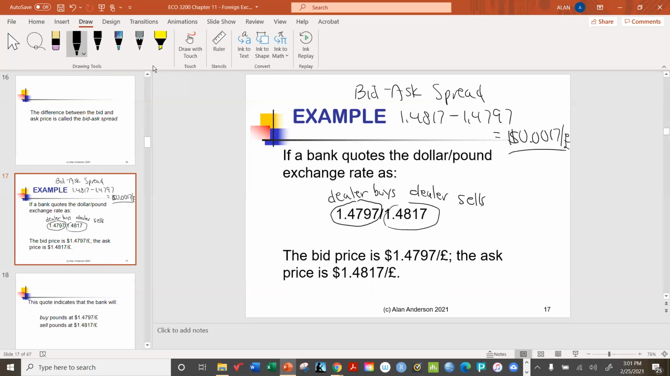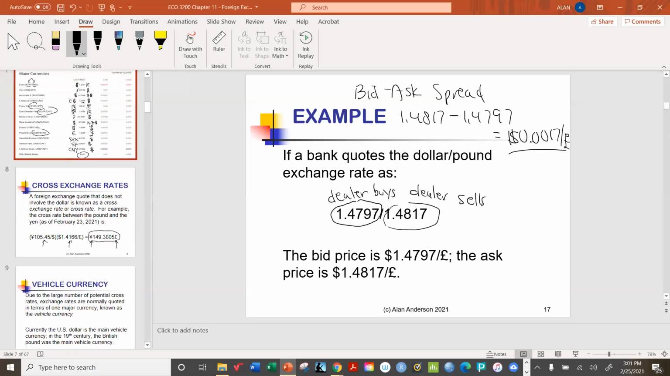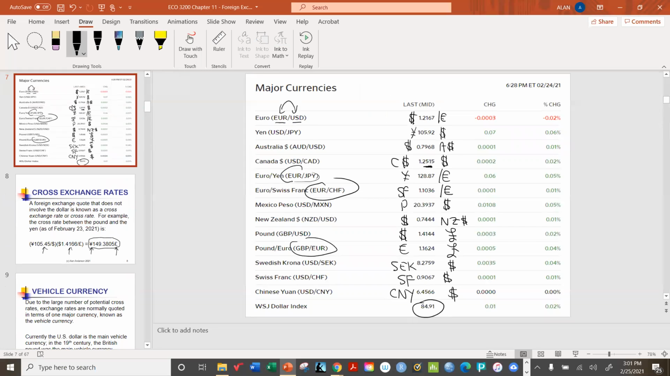And in fact, when you see quotes, like in the Wall Street Journal, for example, this is not the bid or the ask price. You see how it says mid? This is the midpoint of the bid and ask prices. The reason they have to do this is because the quotes that you get will depend on the size of the transaction that you want to make.